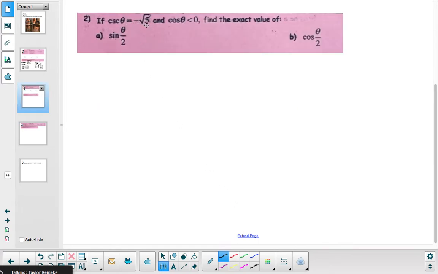All right, cosecant of theta is negative root 5. That means that sine of theta is negative 1 over root 5. You can rationalize that if you want. It would be negative root 5 over 5. Doesn't matter which one you use. I'm going to choose this one just so I don't have to deal with bigger numbers and still a square root, but it shouldn't matter. Let's go for fun, let's do this one.